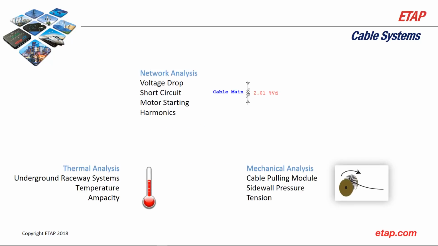like ETAP. So the cable systems that are supported in ETAP vary from the network analysis, which is what we're going to be covering today, which in turn goes over how to perform a voltage drop, how to, when doing a short circuit study, a motor starting, harmonics, all of those cable related analysis would fall under network analysis.